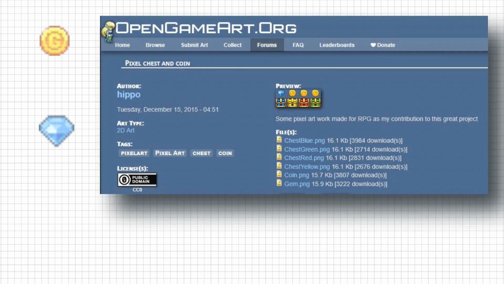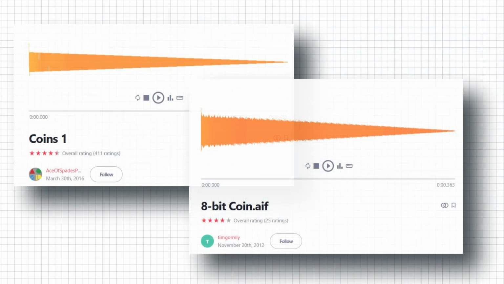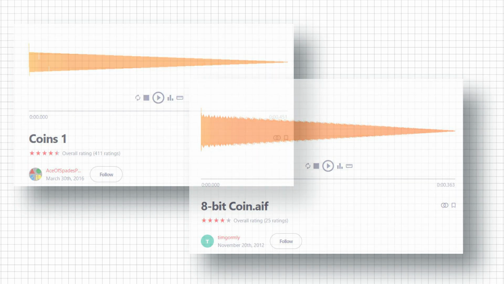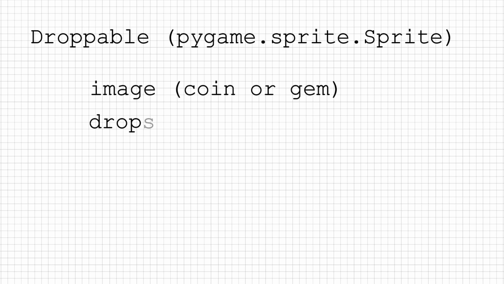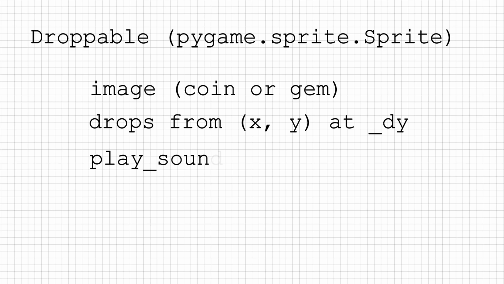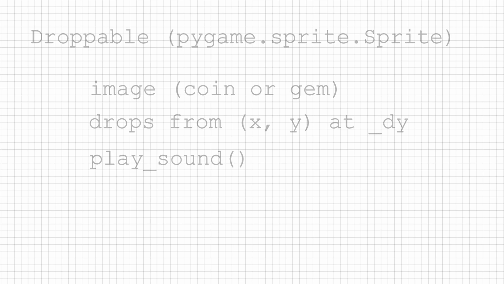I've downloaded coin and gem images from pygame.org and a couple of sounds from freesound.org. I've linked them in the description. I'd like to create a sprite class called Droppable with a coin or gem image that drops from an XY location to the bottom of the screen and that can play a sound. The droppable needs to know what it looks like, what sound it plays, and how fast it falls. To exercise your pygame muscles, pause the video and create Droppable.